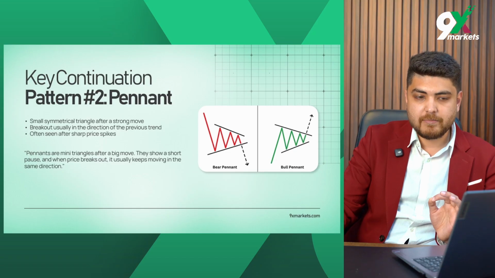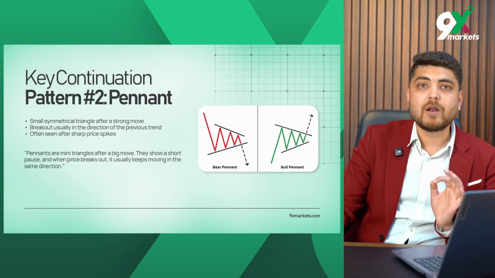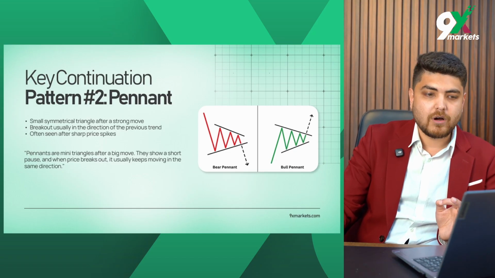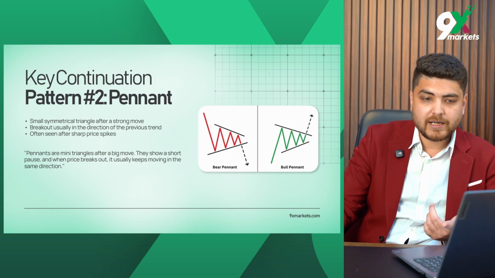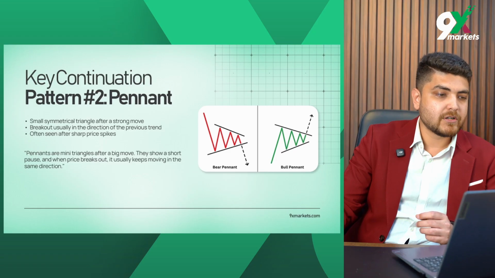So the breakout is happening in the direction of the previous trend. And what is the previous trend? It's on the sell side. So of course the breakout we will see is also on the sell side. In a bullish market, it will often be seen after a sharp price spike.